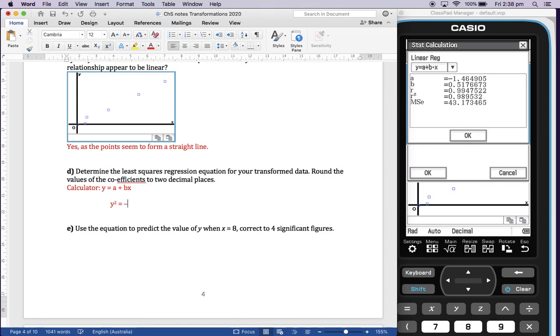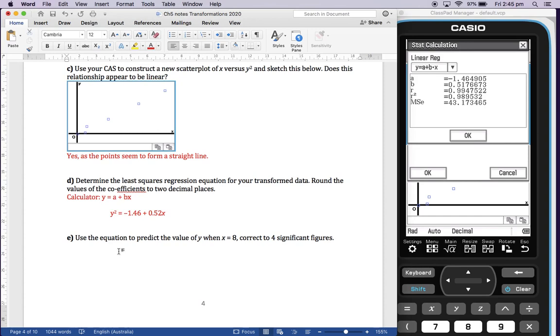equals a, which is negative 1.46 to 2 decimal places. B is 0.52 when it's rounded to 2 decimal places, times x. Okay, so that would be the equation. So notice the calculator doesn't know that we've done y squared, it's just giving it as y equals a plus bx, but we need to make sure we write down the equation with the transformation in it.